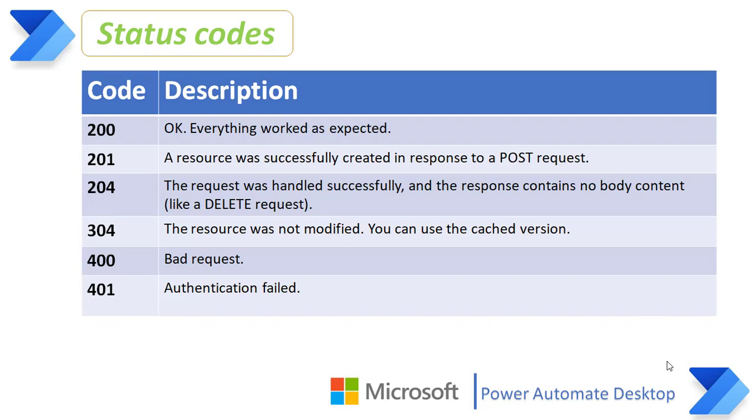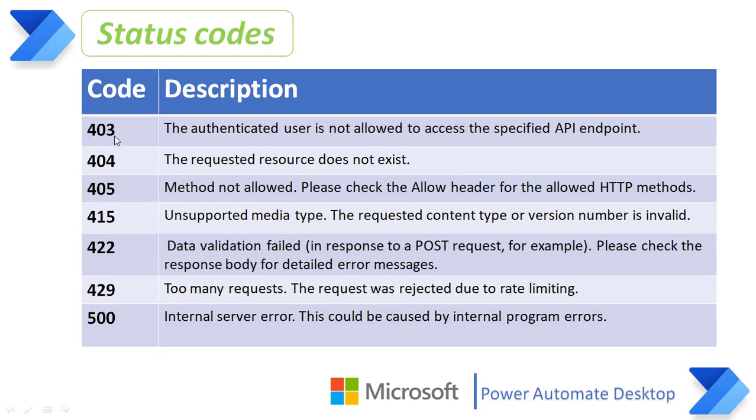Now, 201: a resource was successfully created in response to a post request. If I create a resource by using the post method and it has been successfully created, we'll get 201. In the same way, 204 is used for a delete request, and 304 means the resource was not modified, so you can use a cached version. And 400 is bad request, 401 is authentication failed. And the major one is 500. If there is any internal server error, we'll get 500.